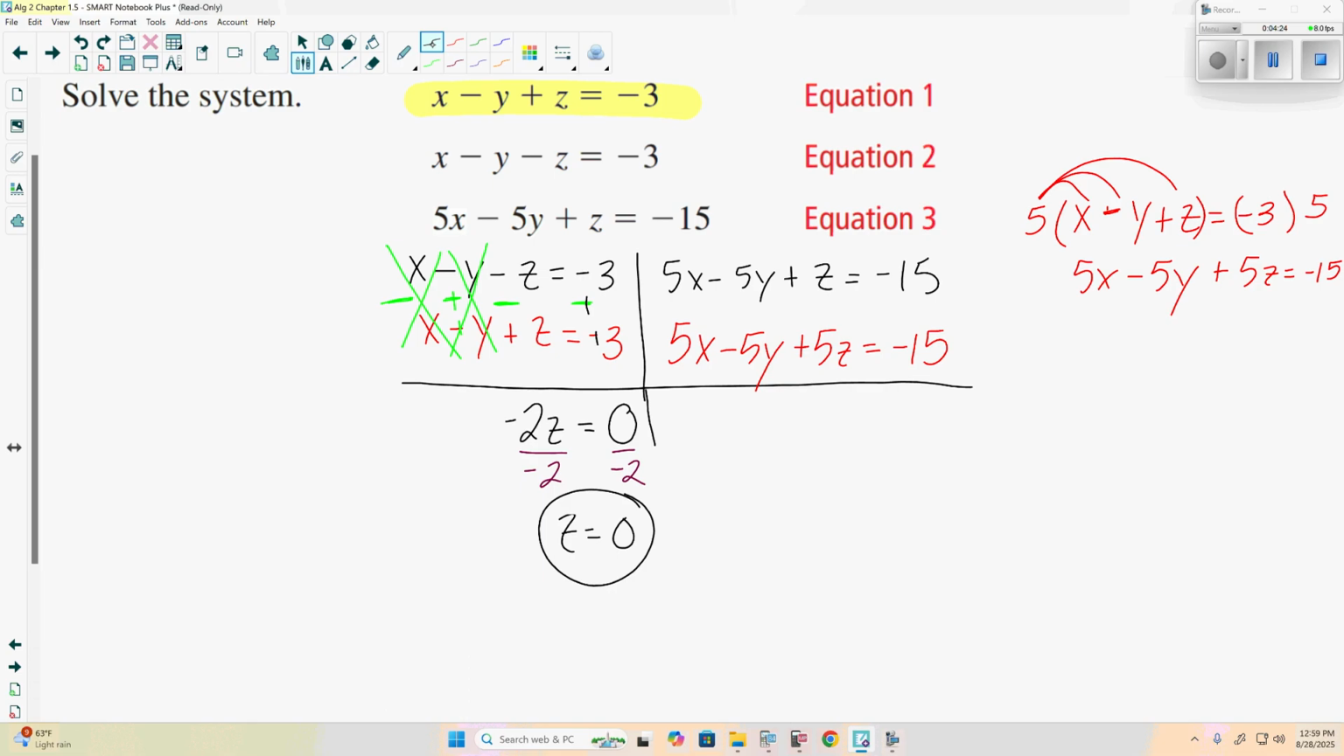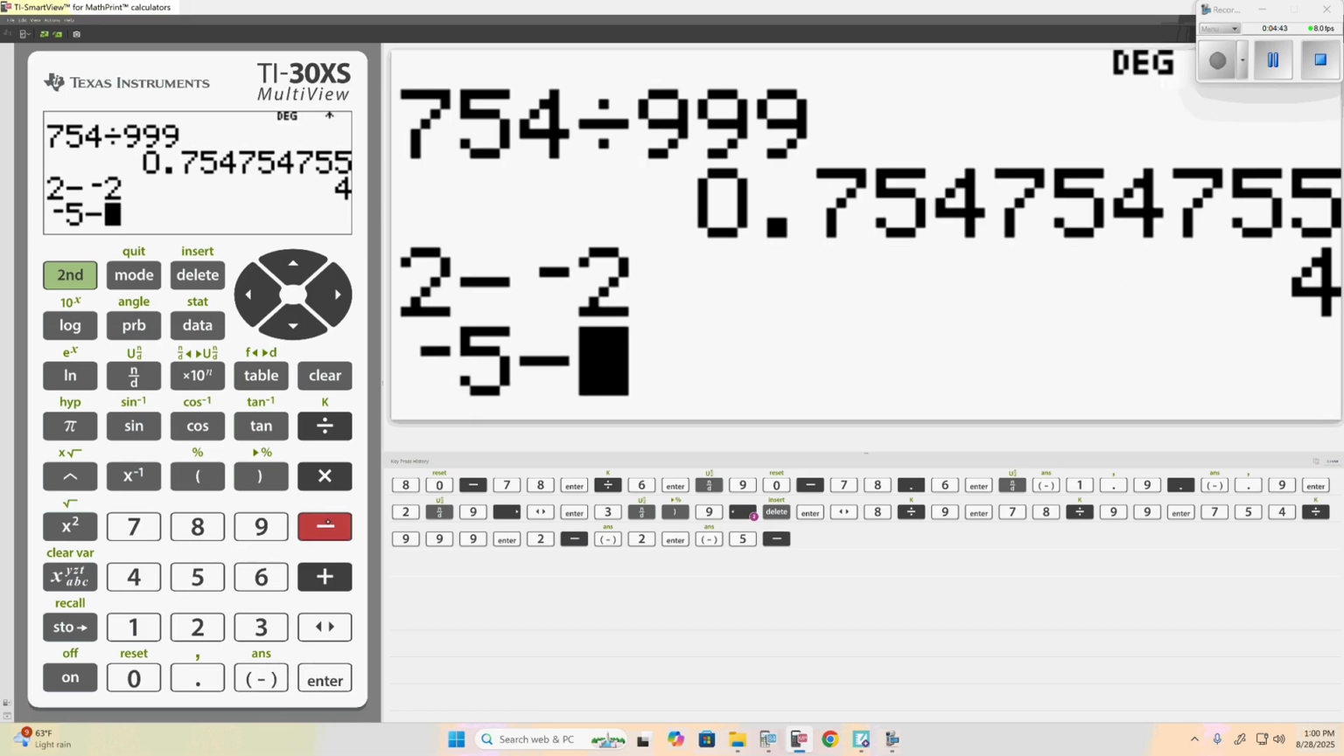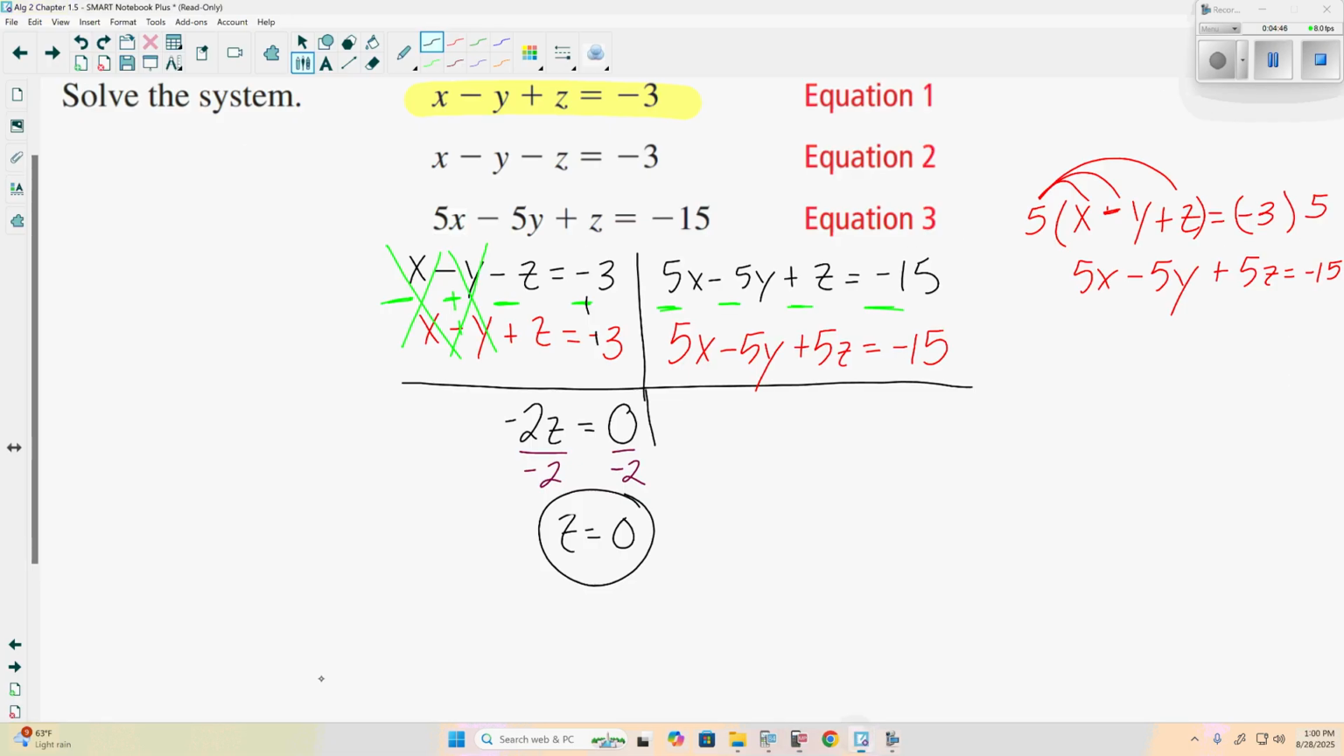This is going to be interesting. Questions on how we got to this point here? Now, since the signs are the same, we're going to have to subtract. Because negative 5 minus negative 5 is indeed 0. So those would cancel. 5x minus 5x will cancel. z minus 5z is going to be negative 4z. Negative 15 minus negative 15 is 0.